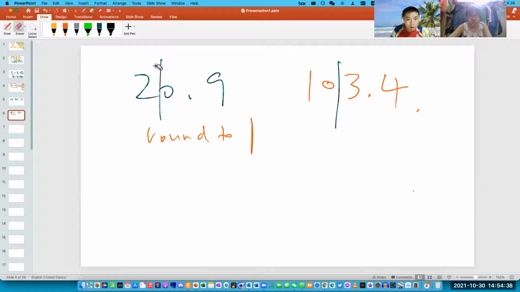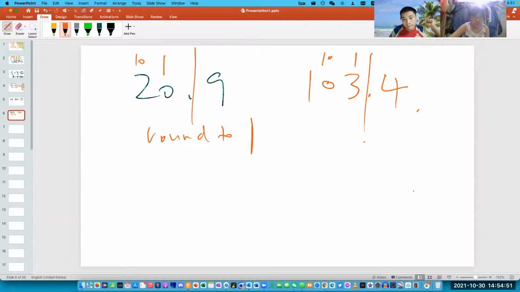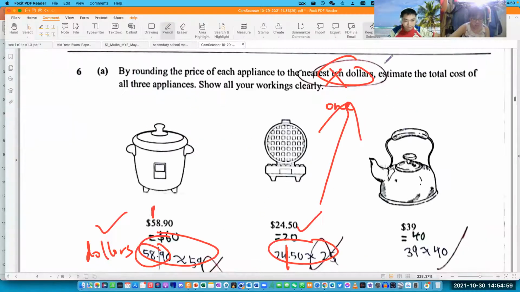No. Okay. So if you are asked to round to 1, this is the 1 position. This is the 10 position. So round to 1, so basically your stroke is here. So if your stroke is placed wrongly, then your answer will be wrong. Simple as that. So for this question, you never read the question.